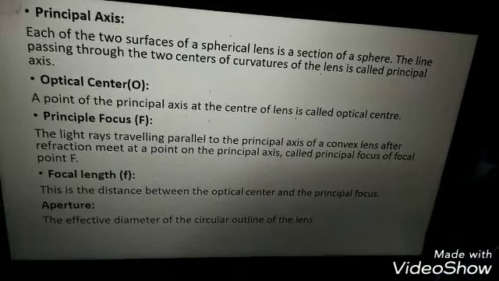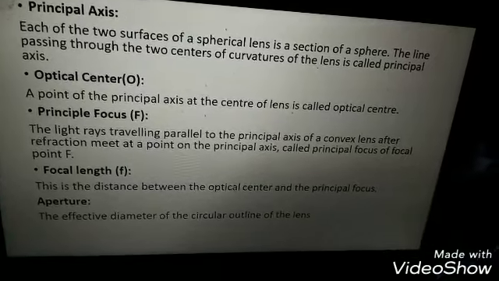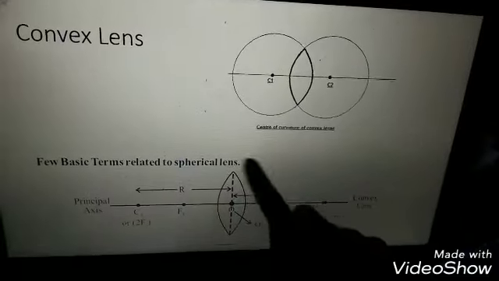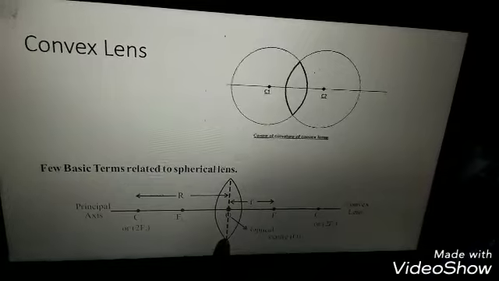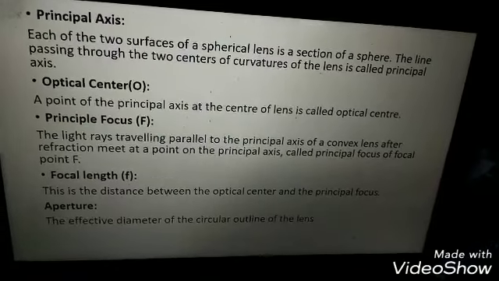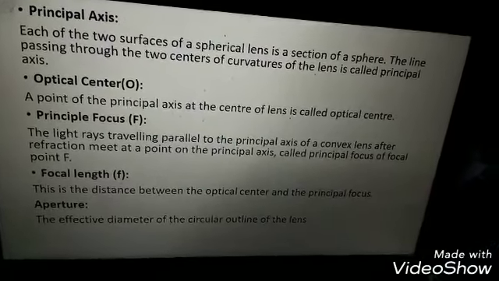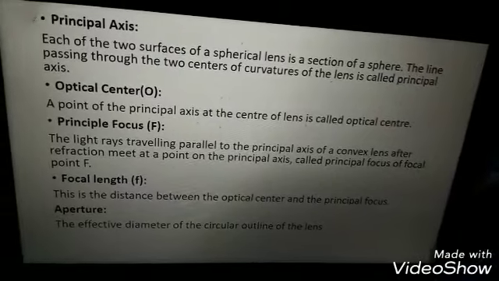Then the last one is the aperture, the effective diameter of the circular outline. Diameter is nothing but this vertical height. It is called the diameter of the circular outline of the lens, which is also called the aperture.